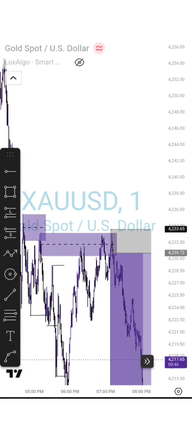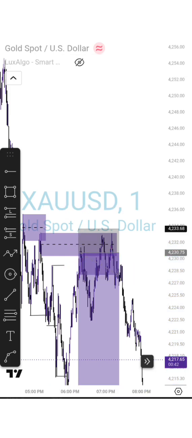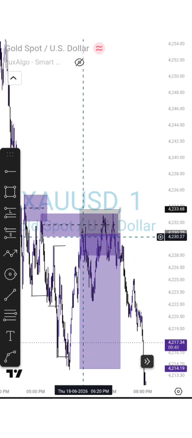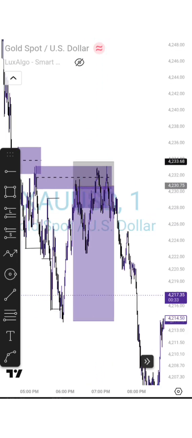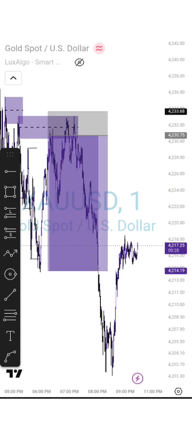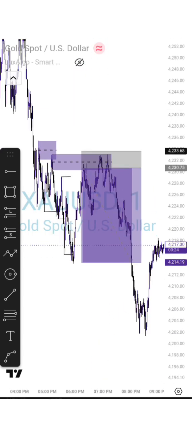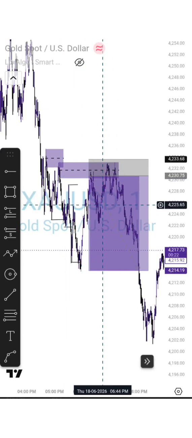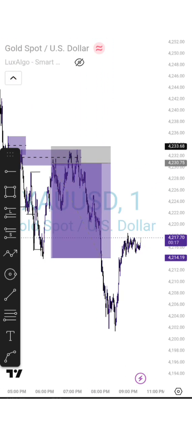Price first of all tagged me in on this level here, and then induced twice. Once I saw this sweep, I knew that price was going to continue in its direction. We see how price moved sharply. You see this sharp drop, because a lot of inducements had been taken here already. So that is it.